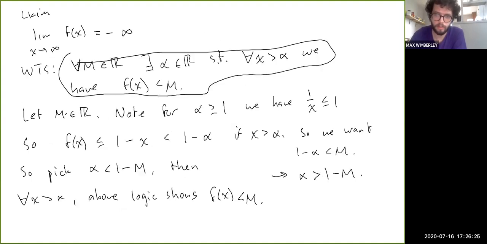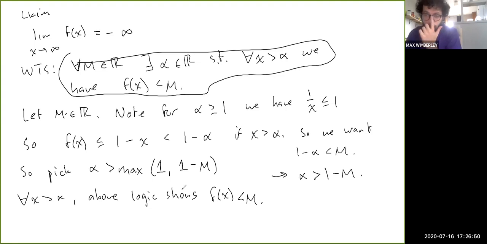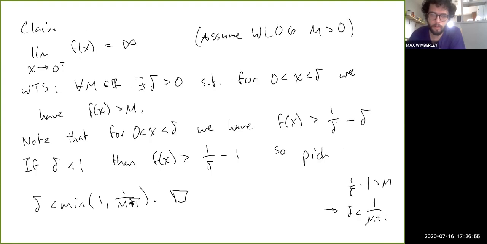And also, actually, I realized that in this one, we want to pick alpha should be less than the minimum of, why did I say alpha less than? It should be greater than. Alpha should be greater than the maximum, sorry. The maximum of 1 and 1 minus m. Yeah. Okay. Anyway, sorry for the confusion there. So do you have any questions about this? Either of these?